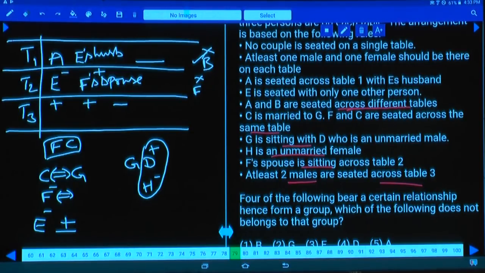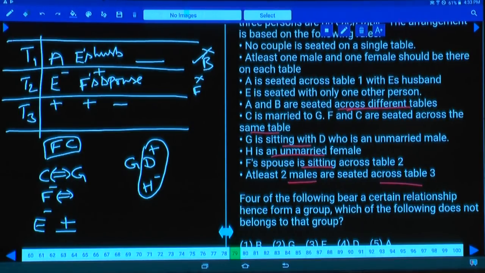A and B are seated across different tables. Then now we need to find out what? The couples. Then in total, now F. Tell me who is the couple of A? A and B. Why is it B? Yes, why is it B? A and B are seated across different tables. As A and B are seated across different tables means they cannot be in the same table. Isn't it? Then tell me who is the F.